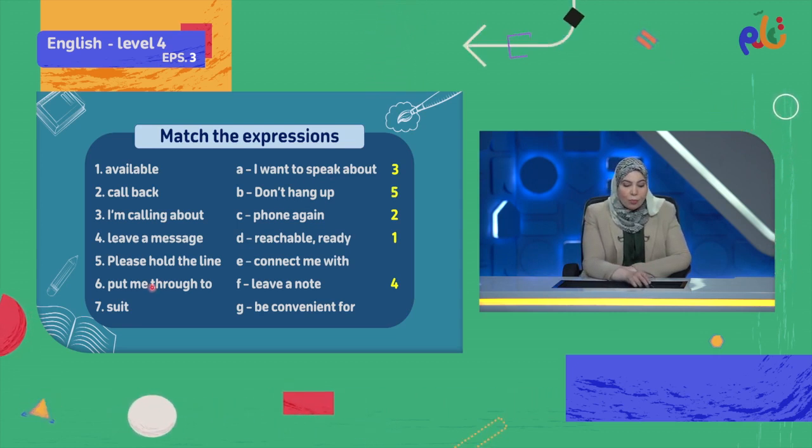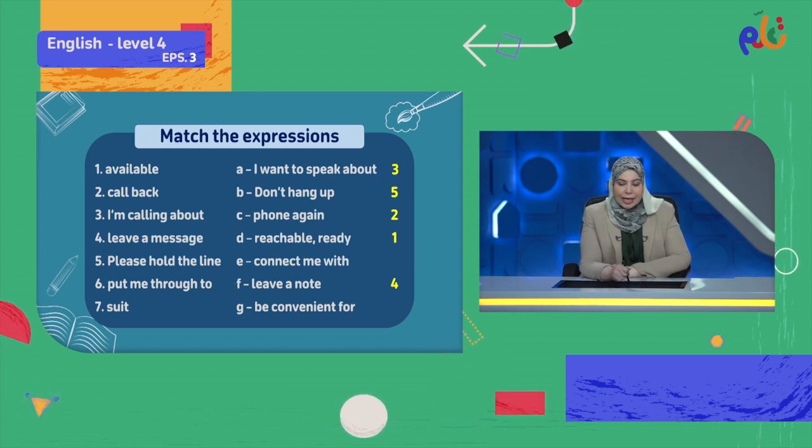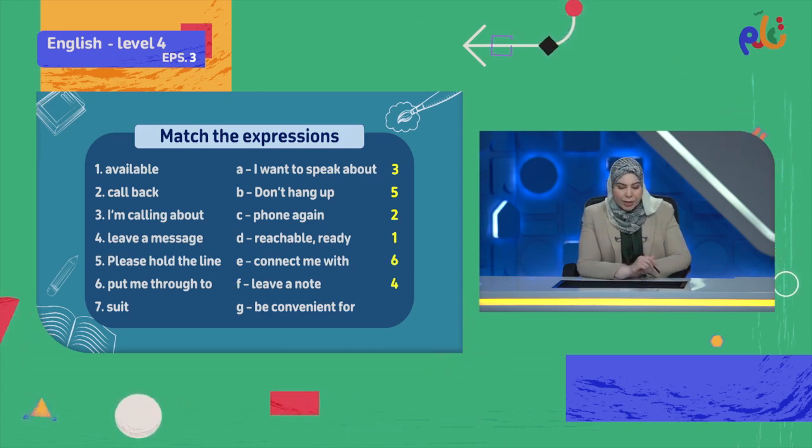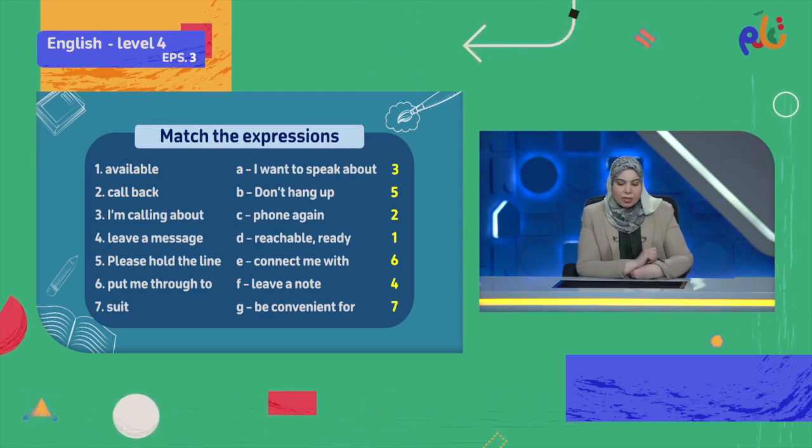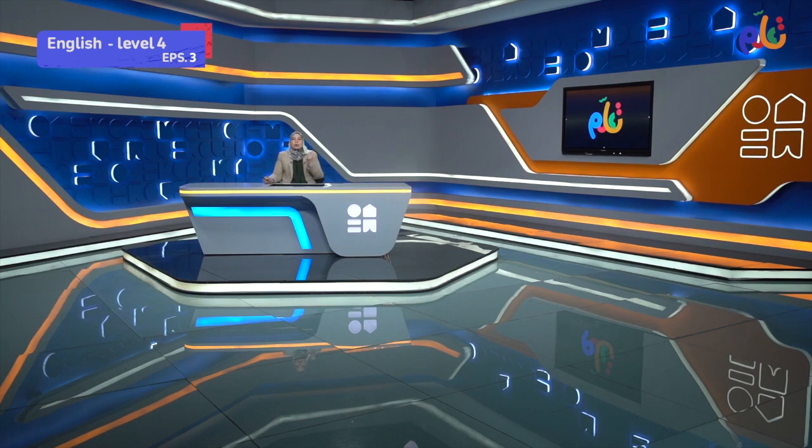And we have put me through to, which is connect me with someone. And the last one, suit, which is be convenient for. So suit is from the word suitable. I can tell you, when does it suit you to come and meet? So suit you means when is it convenient for you? Does it suit you if I call you after 10? Is it suitable for you if I call you after 10? So suit is the verb and suitable is the adjective.